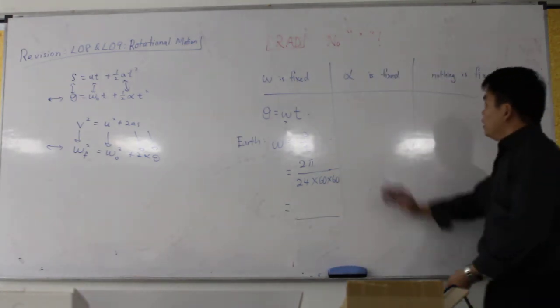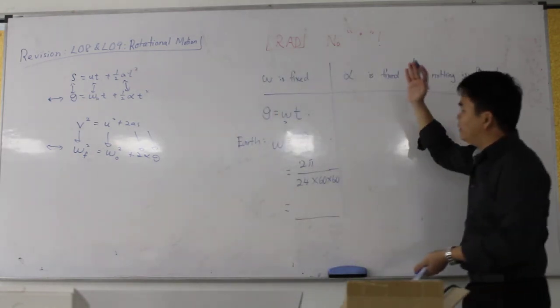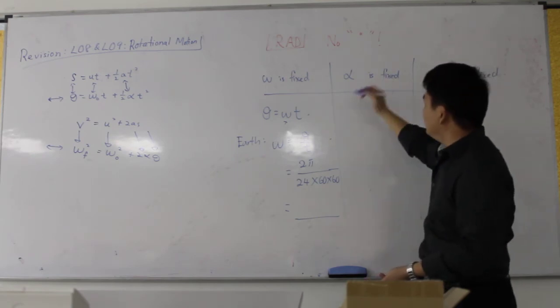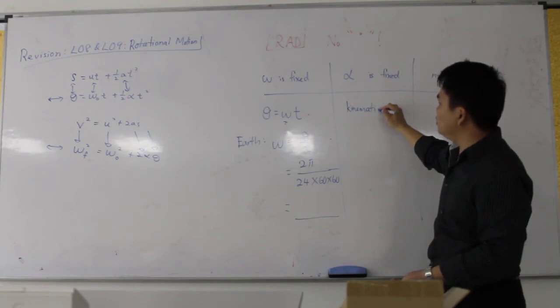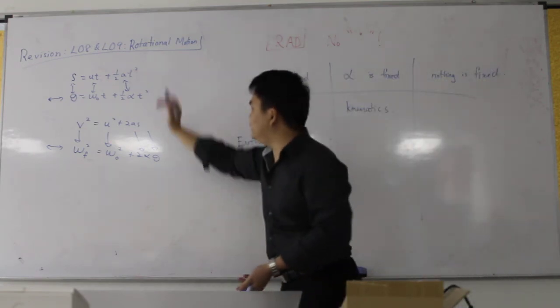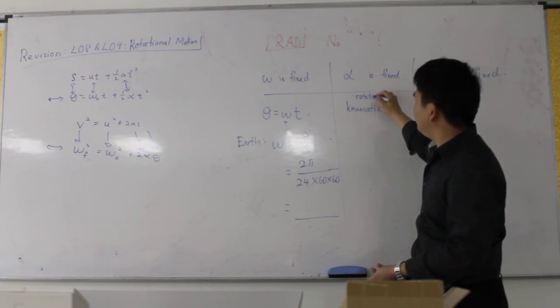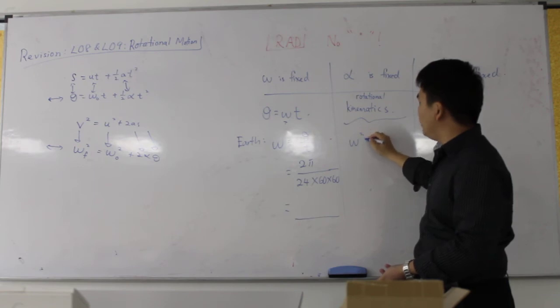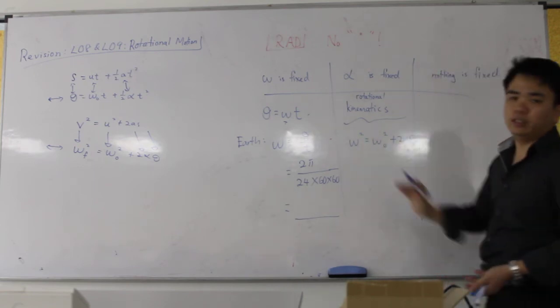On the other hand, if the movement involves acceleration, where the rotational acceleration or angular acceleration is fixed, then we can use all those kinematic equations, let's say rotational kinematic equations, which look something like this. Let's say omega squared equals omega naught squared plus 2 alpha theta. We can use this one.